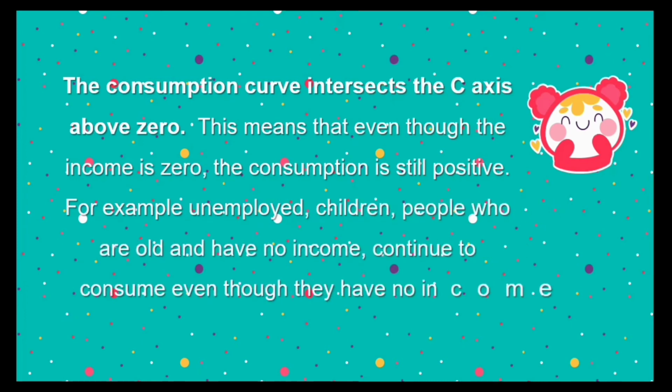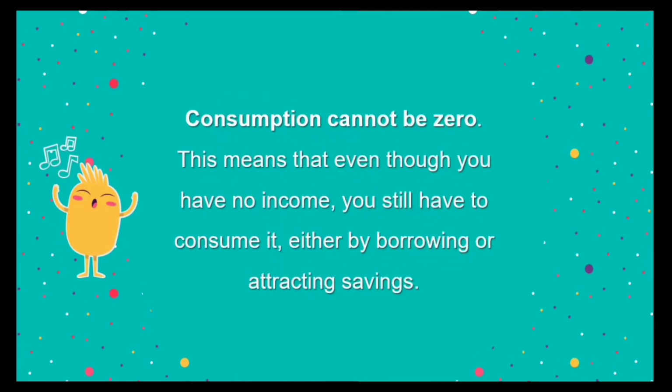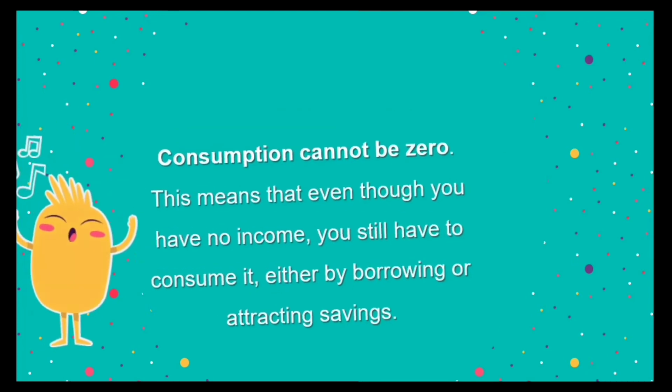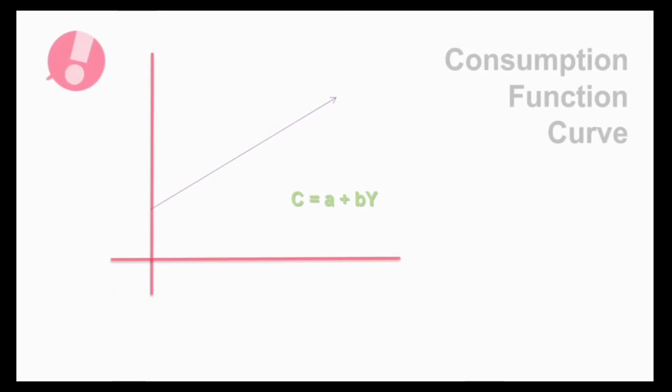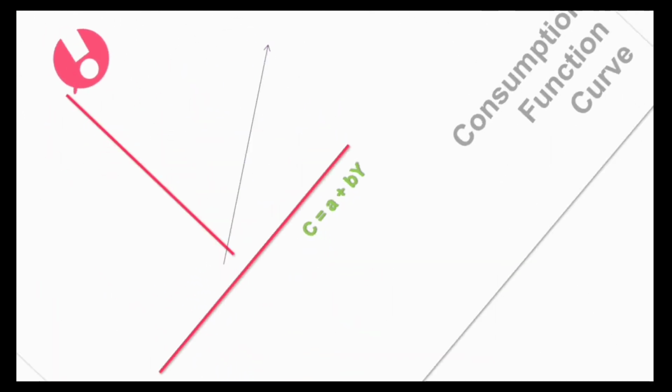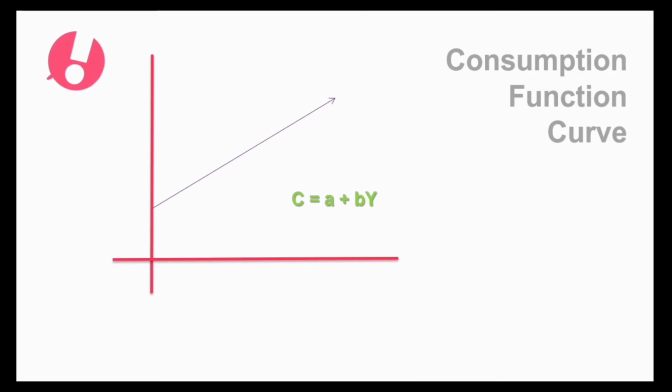For example, unemployed people, children, and people who are old and have no income continue to consume even though they have no income. And then, consumption cannot be 0. This means that even though you have no income, you still have to consume, either by borrowing or by drawing on savings. After the characteristics of the consumption function curve, we can see the consumption function curve like this.